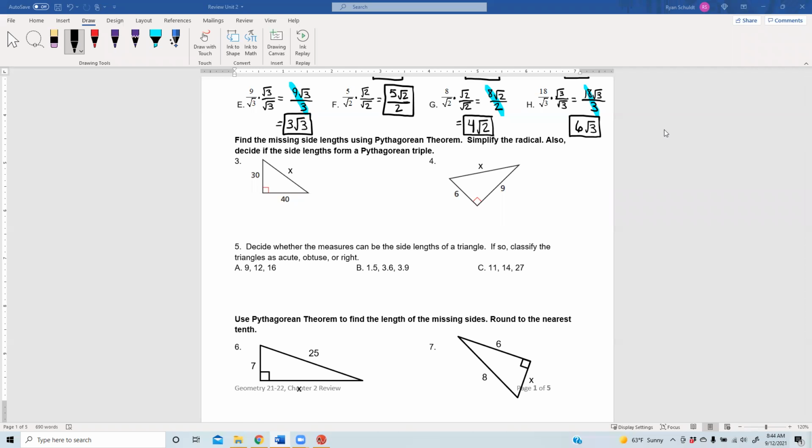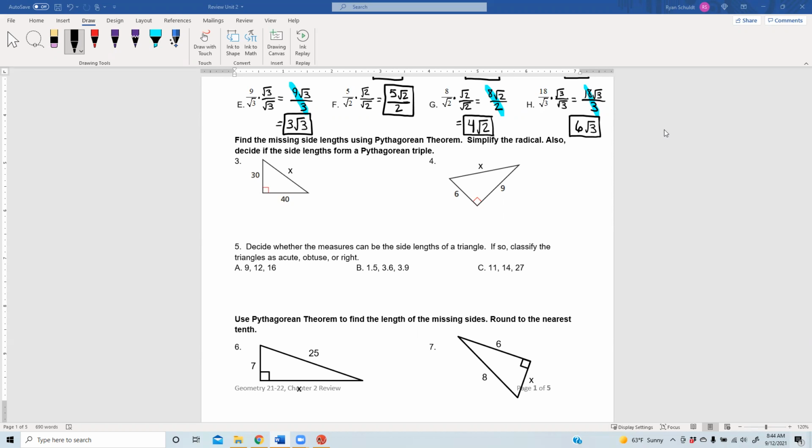Find the missing side lengths using the Pythagorean theorem. Simplify the radical. Also, decide if the side lengths form a Pythagorean triple. Remember, a Pythagorean triple is one where all 3 are going to be whole numbers. So let's look at number 3.